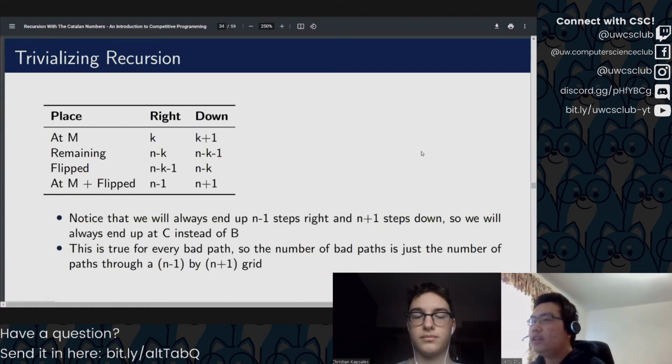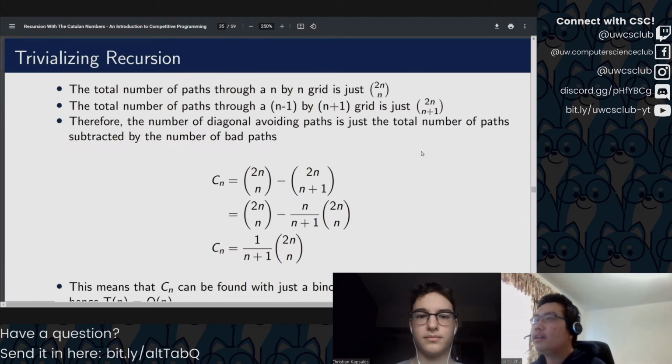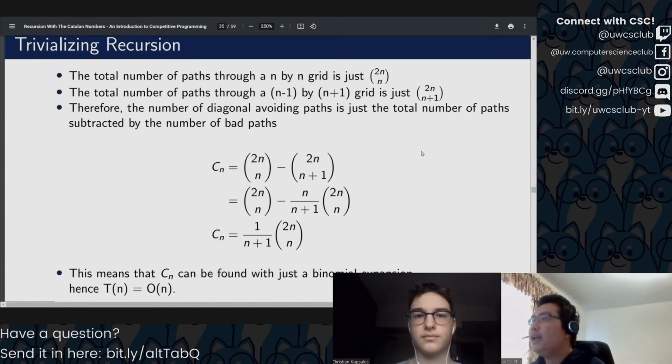This table shows this as well. Notice that after we flip it, there will be n minus 1 moves right and n plus 1 moves down, which means that we will always end up at C instead of B. And this is true for every bad path. So the number of bad paths is just the number of paths through an n minus 1 by n plus 1 grid. Since the total number of paths through an n by n grid is 2n choose n, and the number of paths through an n minus 1 by n plus 1 grid is just 2n choose n plus 1, we can find C of n by just subtracting the two, and we get our same formula as before.